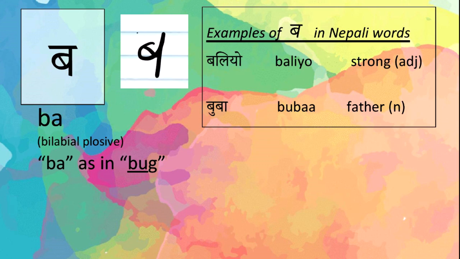Next is ba as in bug. Examples of ba are balio and buba. Balio means strong and buba means father.